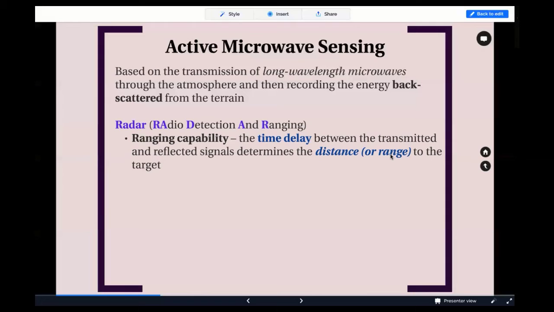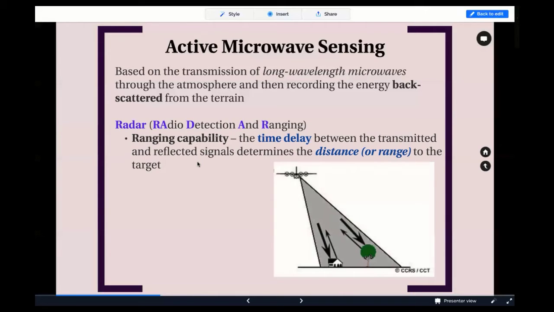So radar refers to radio detection and ranging. And also, the DAR here, and especially this R here, refers to its ranging capability. What this means is, because radar is active sensing, the sensor sends out energy to the ground, to the terrain, either the trees or the ground, or maybe the houses, different objects. It can measure the distance from the sensor to the objects, because the time delay is recorded.